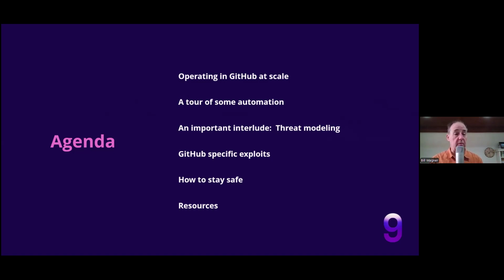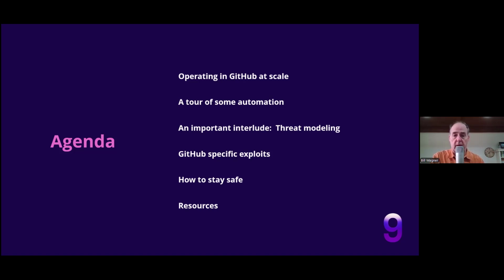And then we're going to talk about some of the specific GitHub exploits that can happen because actions run in your repository. I'll give you some ways to stay safe. Again, it's not perfect. There are still things that can happen. And then we'll talk a little bit about some of the resources where you can read and learn more.